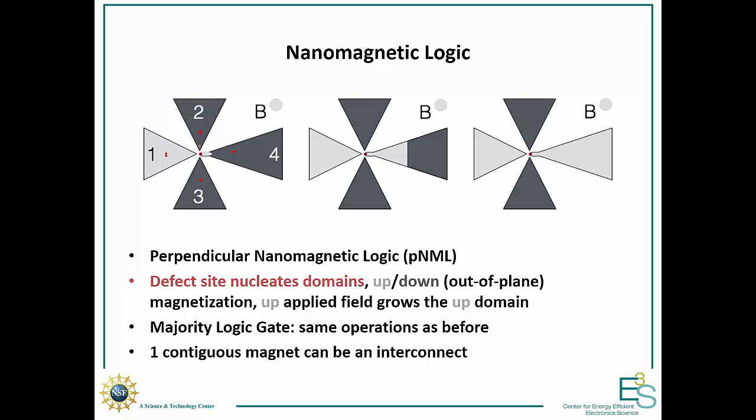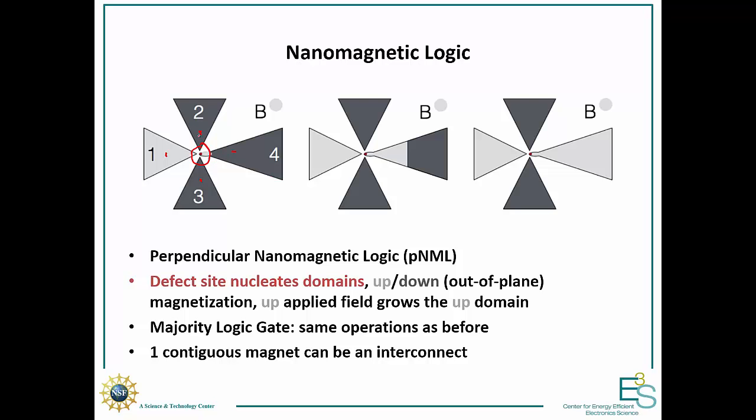But where this red dot is, it's engineered to essentially switch at lower fields than the other magnets. And so this essentially adds directionality to the system. This means that instead of the output switching the inputs, it's always the other way around, because the output will switch before the inputs.